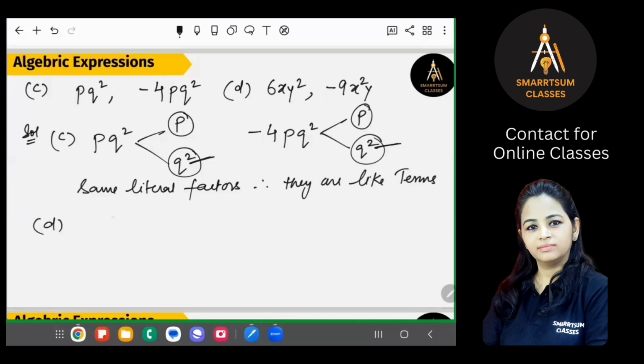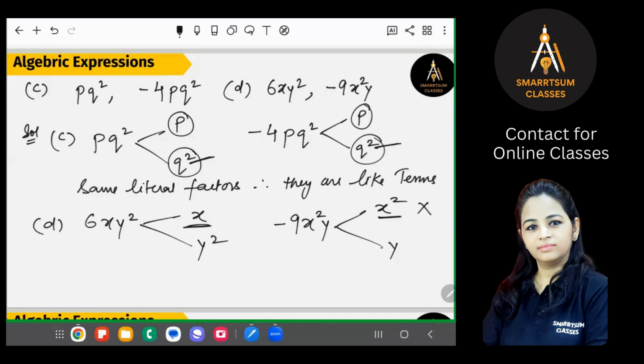Now look at the D one, 6xy square, right? What are the literal factors? X and y square. Now for the other one, minus 9x square y, what are the literal factors? X square and y. Now let's check whether they are same or not. Here it is x, but here it is x square, right? So they are not same. Their exponent is different. Here y square, but here we have y only. So this is also not same, right?